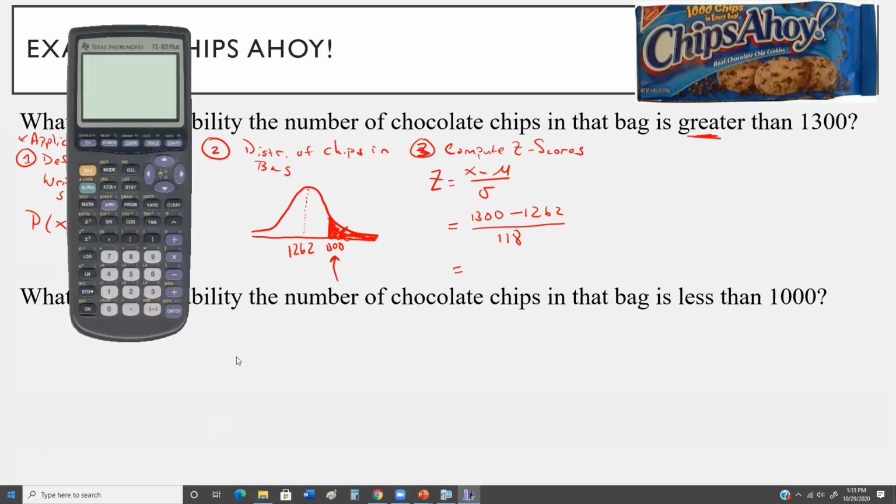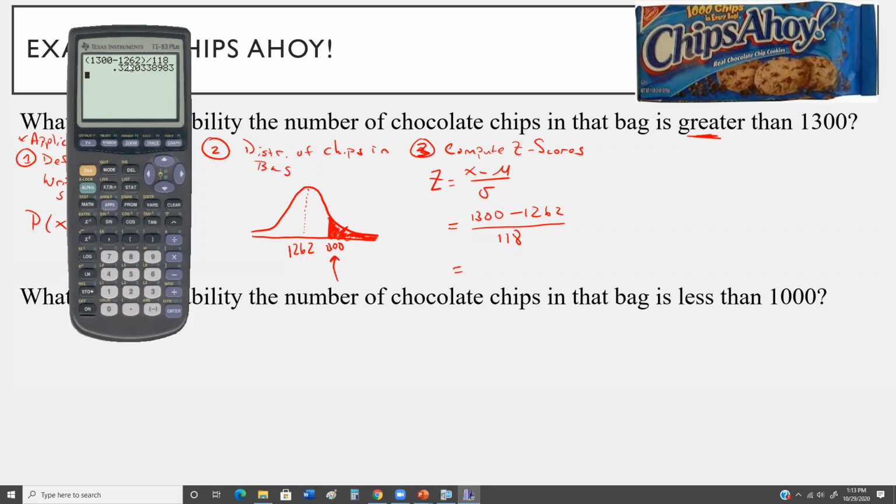So let's grab our trusty calculator that never lets you down. I know this is going to seem silly, but this is a common mistake I see. If you're going to plug this in your calculator, you have to put the top in parentheses. So it's 1,300 minus 1,262. It seems silly, but every once in a while I see this error on an exam. So just remember to put it in parentheses.